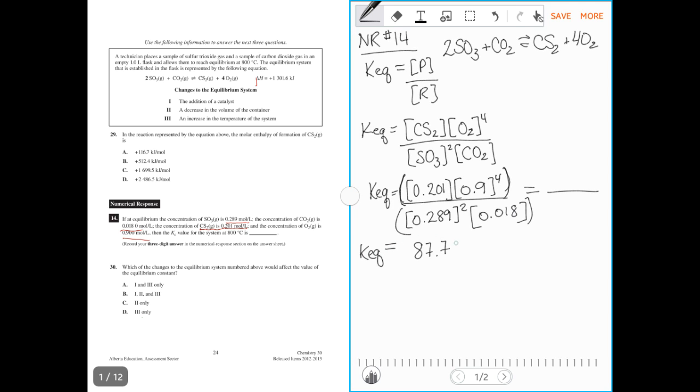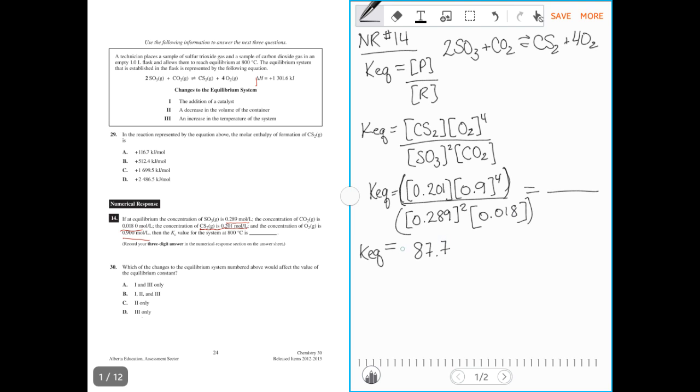Now, when we're used to dealing with acids and bases, and we're used to equilibrium values with 10 to the exponent of -4 or 10 to the exponent of -10, this might seem incredibly large, and it is quite large. However, it's not an unreasonable number. So if you see a number like 87.7, don't be worried, okay? It also says record your 3-digit answer in the numerical response sheet. So we do expect about 3 digits that we will record in our answer sheet. So this is a plausible number.